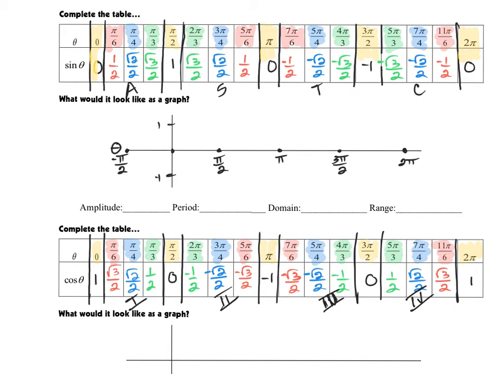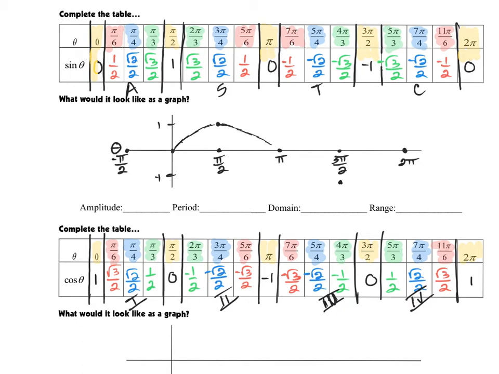At a theta value of 0, I get sine of 0, so I've got that point. At pi over 2, reading from my chart up above, I go up to 1. At pi, I go back to 0. At 3 pi over 2, I drop down to a negative 1. And at 2 pi, I get back to 0. So what I can do is start to connect this.